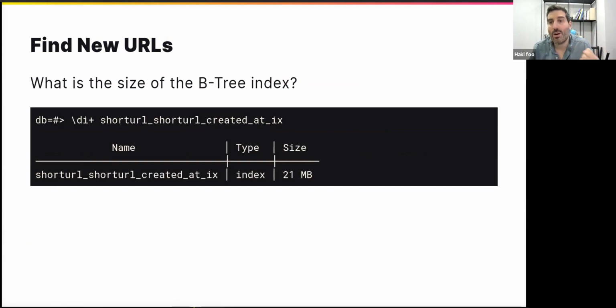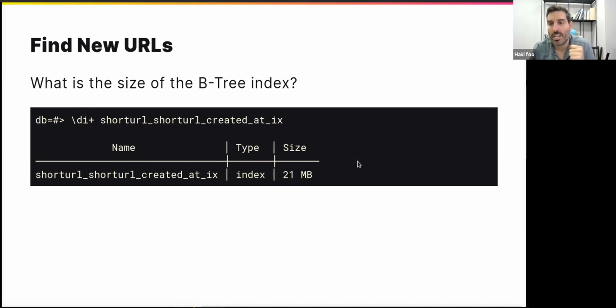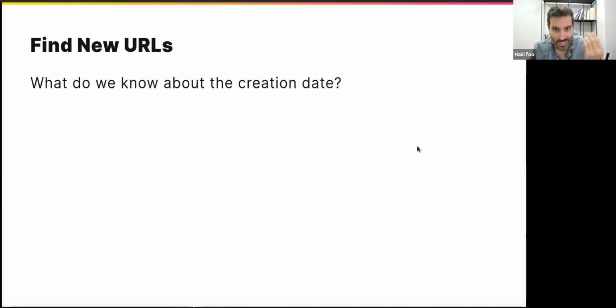So let's check out the size of the index in the database. Using psql \di+ with the name of the index, we can see that the B-tree index on the creation date is 21 megabytes in size, which is roughly 20% of the size of the table. So can we do better? Is there some exotic type of index that we haven't talked about yet that can save the day? You know that there is.